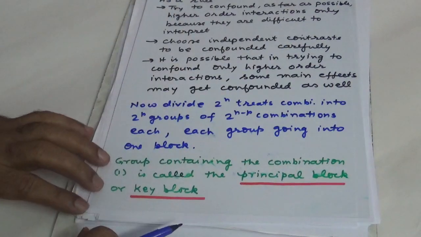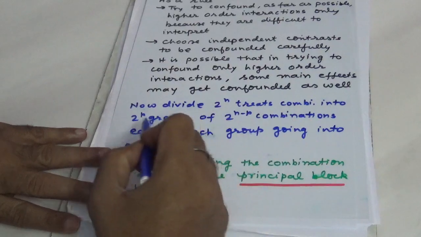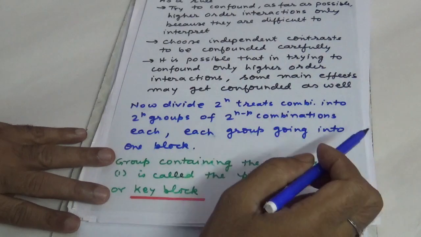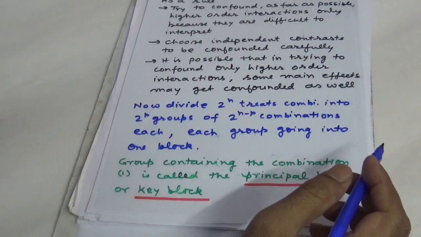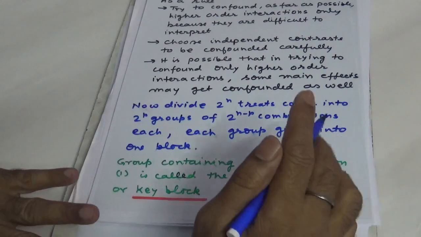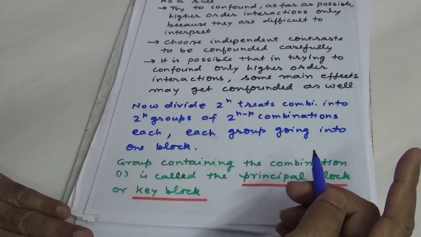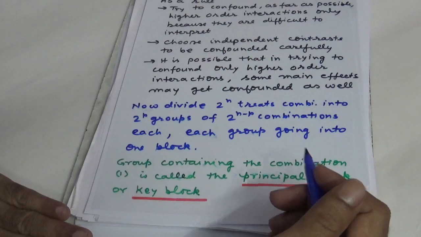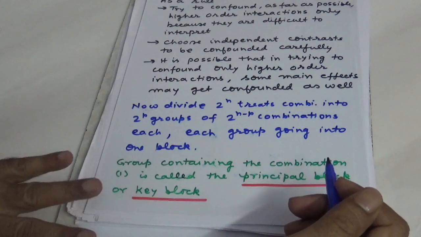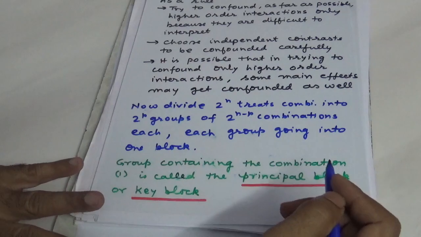So what is your objective? The objective is to divide the 2 to the power of n treatment combinations into 2 to the power of p groups of size 2 to the power of n minus p combinations each, and each group is going to give us a block. For example, if you take a 2^3 factorial experiment and try to confound one effect, then you will get 2 blocks each of size 4. But if you want a block of size 2, then you need to confound 2 effects, and then the block size will become 2.